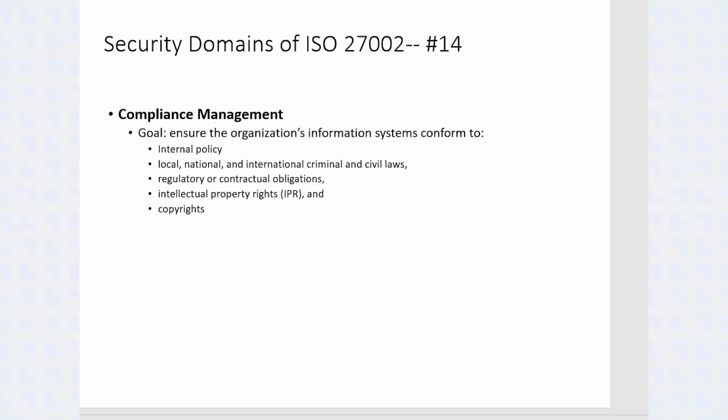Compliance management has a goal of ensuring the organization's information systems conform to the internal policy, any local, national, or international laws, and any regulatory or contractual obligations. Sometimes they are imposed upon you by other companies. It also covers whether you have intellectual property rights, how they are respected, and copyright. Those are all things you want to be caring about in order to ensure that you are in compliance.